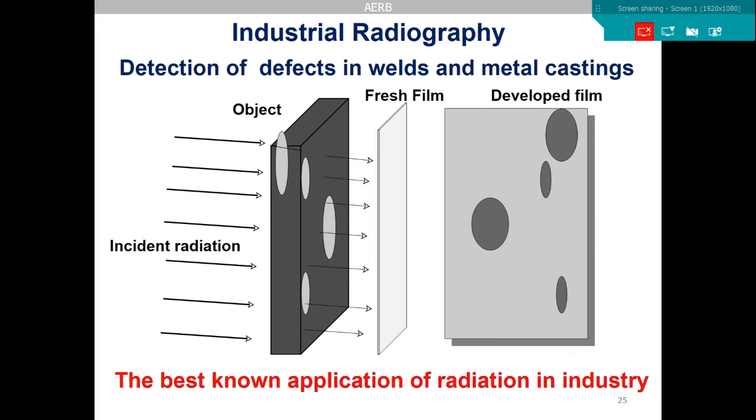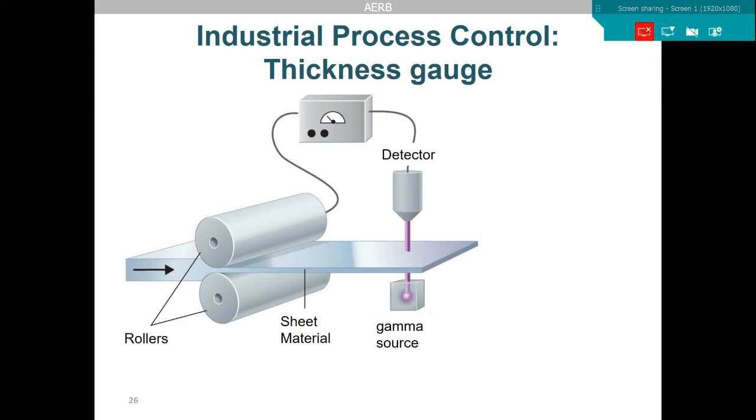From the earliest days, this practice has been going on in India, maybe for nearly 100 years. Since 1925, I believe, we have been doing industrial radiography in India. Now, in industrial process control, sources play a very important role. I'll give examples. This is a schematic diagram of a thickness gauge.